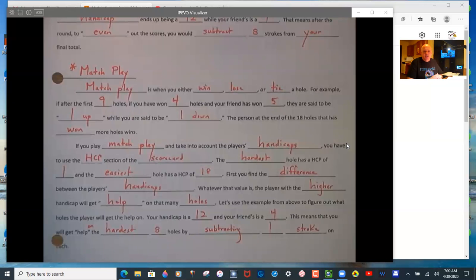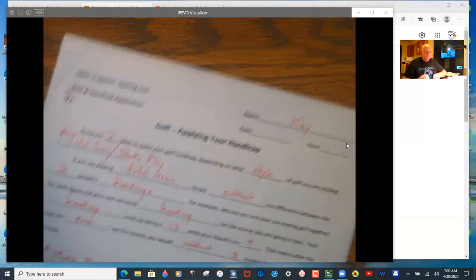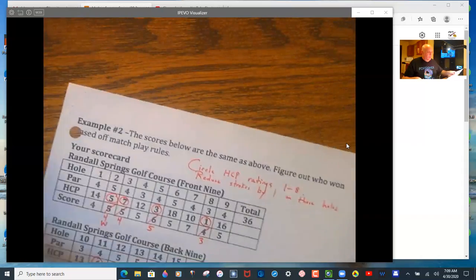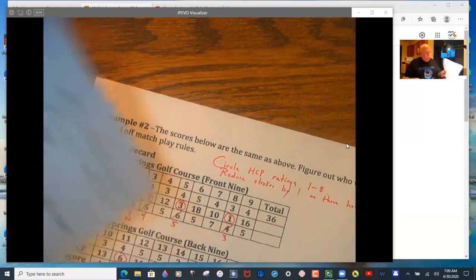If you play match play and take into account the players' handicaps, you have to use the HCP section of the scorecard. The hardest hole has an HCP of 1 and the easiest has an HCP of 18. You find the difference between the players' handicaps. Whatever the value is, the player with the higher handicap will get help on that many holes. Let's use the example from above to figure out what holes the player will get help on. Your handicap is a 12 and your friend's is a 4. This means that you will get help on the hardest 8 holes by subtracting 1 stroke on each.